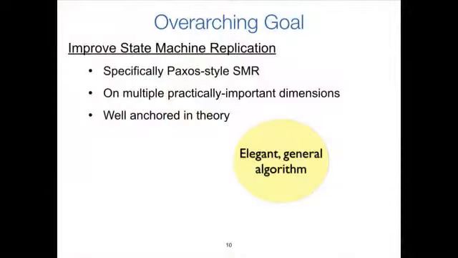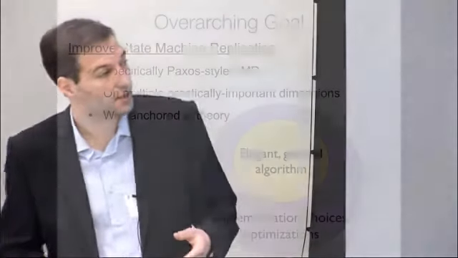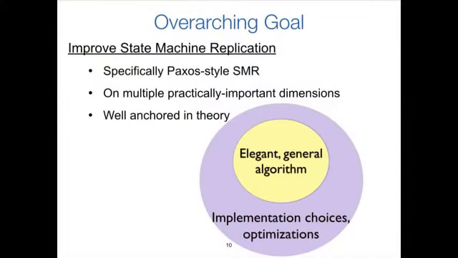A Paxos system has essentially 2 components. There's this nice, elegant core, which is this general algorithm, the Paxos algorithm. And then there are a bunch of implementation considerations, right? How do we choose to implement a certain feature? How do we optimize a certain performance characteristic that's important in our system?